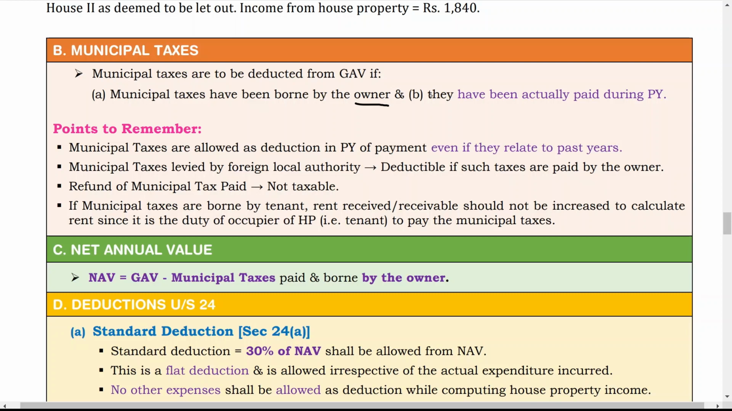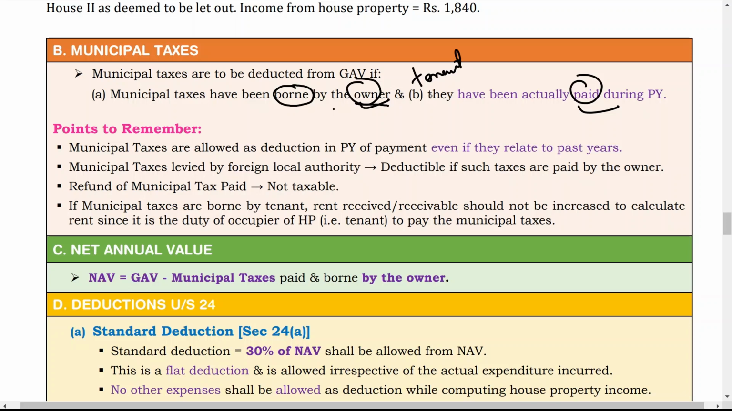So municipal taxes have been borne. Borne means if it is paid by the owner, then only deductible. And it must be paid during the previous year; these two words are very important. So when it is paid by the tenant, not deductible. If it is only payable, then also not deductible.